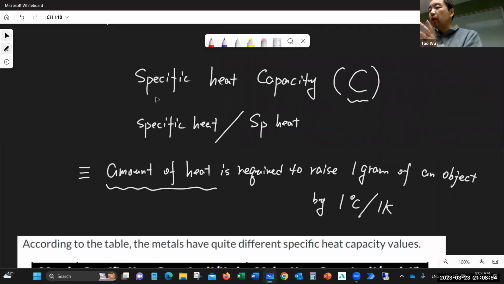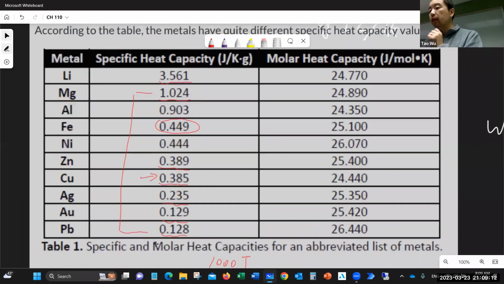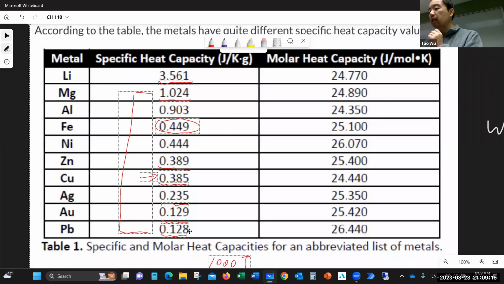Last, we talked about specific heat. Specific heat capacity, or specific heat, or SP heat. It tells how much heat we need for 1 gram of an object to raise the temperature by 1 Celsius. So the smaller the specific heat, the faster the temperature will rise.